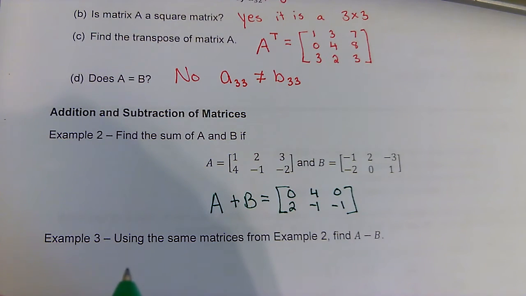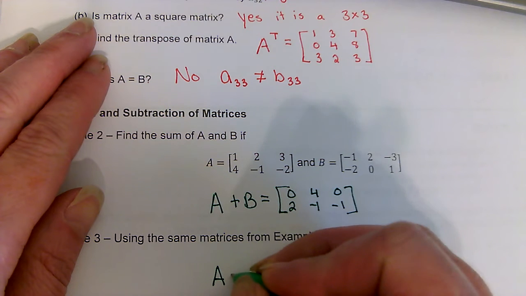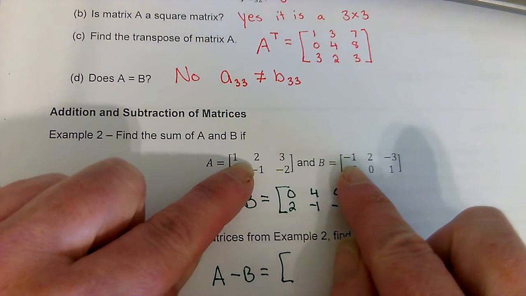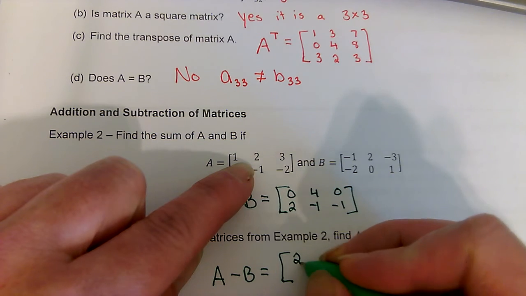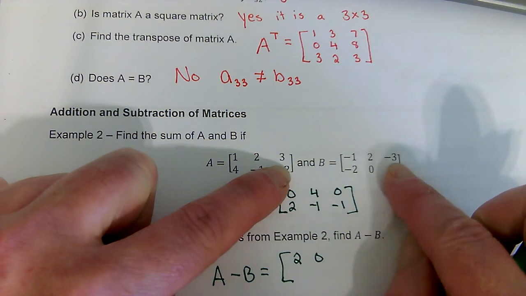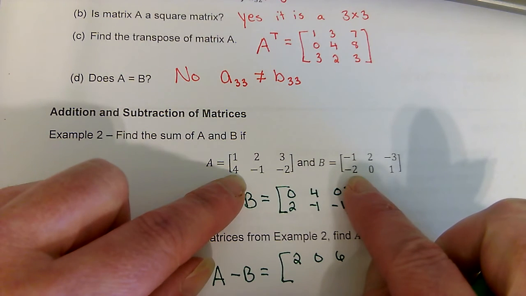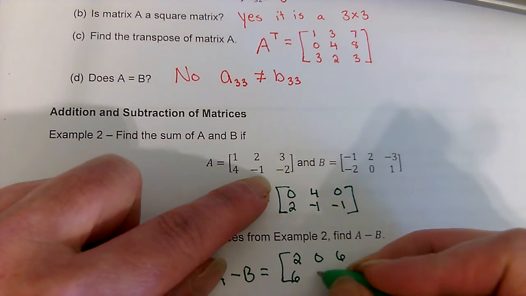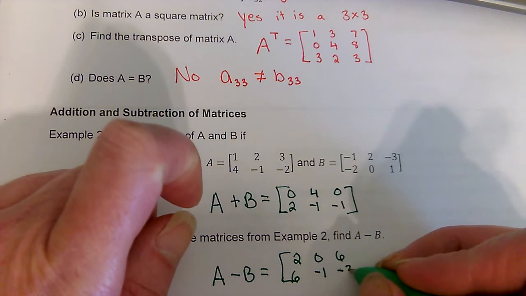Using the same matrix, find A minus B. So 1 minus a negative 1. That'd make it a 2. 2 minus 2. 3 minus a negative 3. 4 minus a negative 2. Negative 1 minus 0. And negative 2 minus 1.